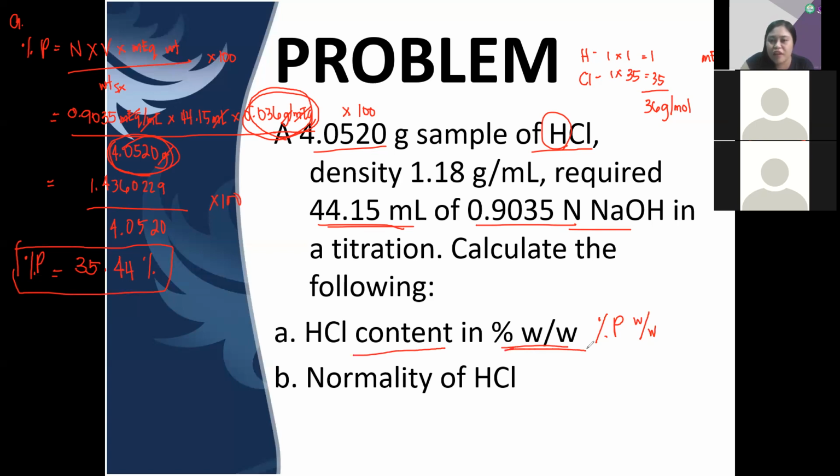Even though you saw there that it says percent weight per weight, take note, it is asking for the HCl content just in percent weight per weight. HCl content is what is being asked, not the direct concentration. Actually, this one is asking for the concentration, but that is below: the normality of the hydrochloric acid. What is above is the content. I don't know if I have mentioned that when you say percent purity, I can't remember if I mentioned it.